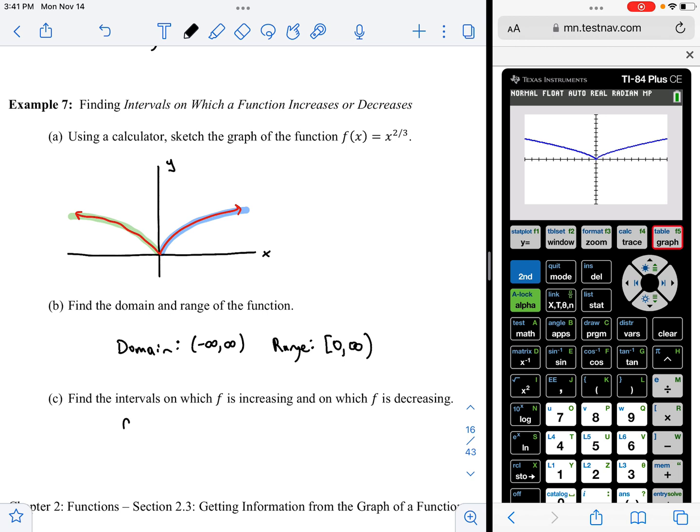The increasing interval for f would be from 0 to infinity. So that's going to be that section that I highlighted in blue, and then it's decreasing from -infinity to 0.